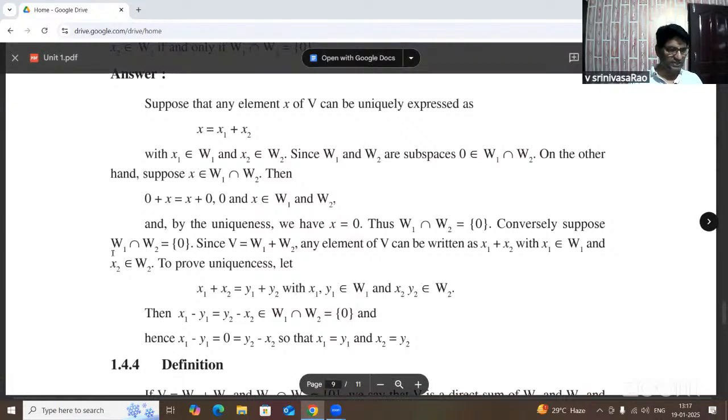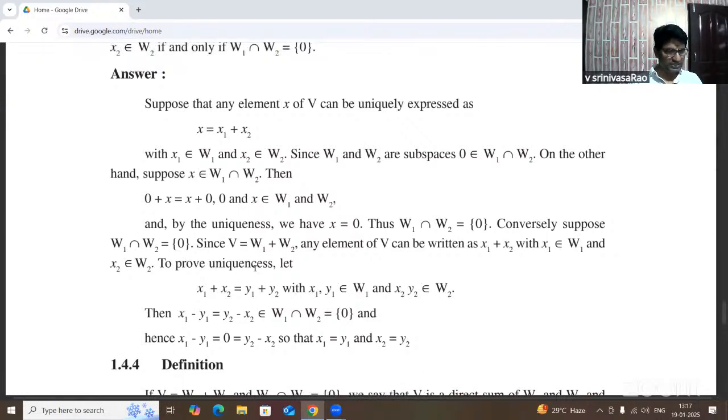Conversely, take the intersection of the subspaces equal to the subspace generated by 0. So the sum of the subspaces is represented as the vector space V equal to W1 plus W2. Now, irrespective of the elements, x equals x1 plus x2.